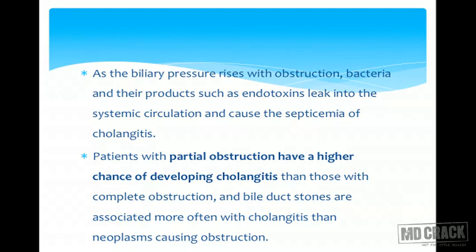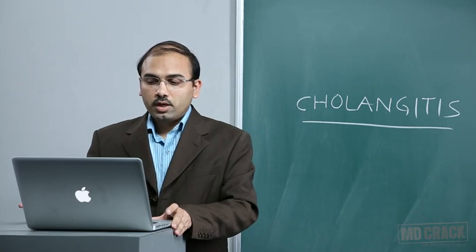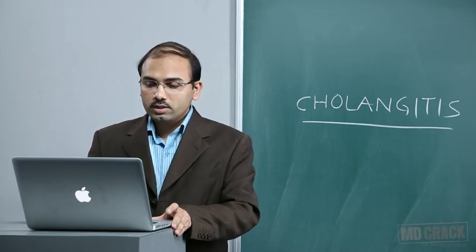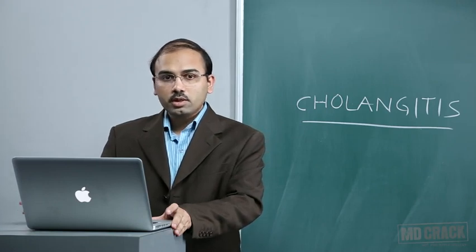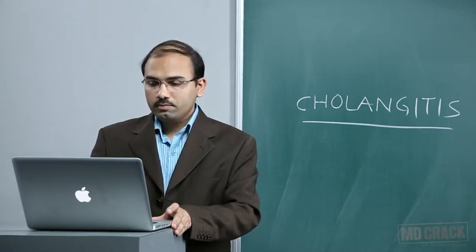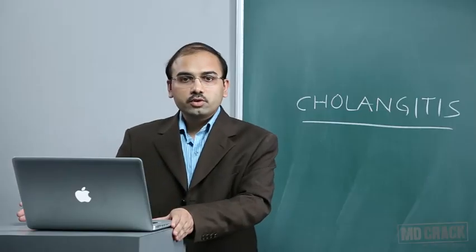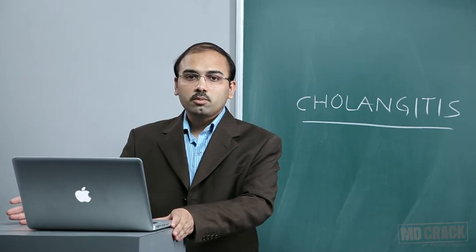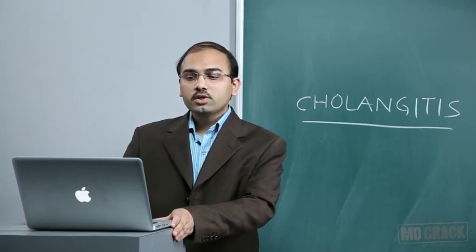Bile duct stones are associated more often with cholangitis than neoplasms causing obstruction. So here are two very important facts. Partial obstruction has a higher chance of causing cholangitis, and bile duct stones have more chance of causing cholangitis than neoplasms which can obstruct the biliary tree. So we'll see what the different causes for cholangitis or obstruction are. Choledocholithiasis is the most common cause. If you are asked which of the following causes is most commonly seen in cholangitis, it is choledocholithiasis, so stones in the biliary tree.